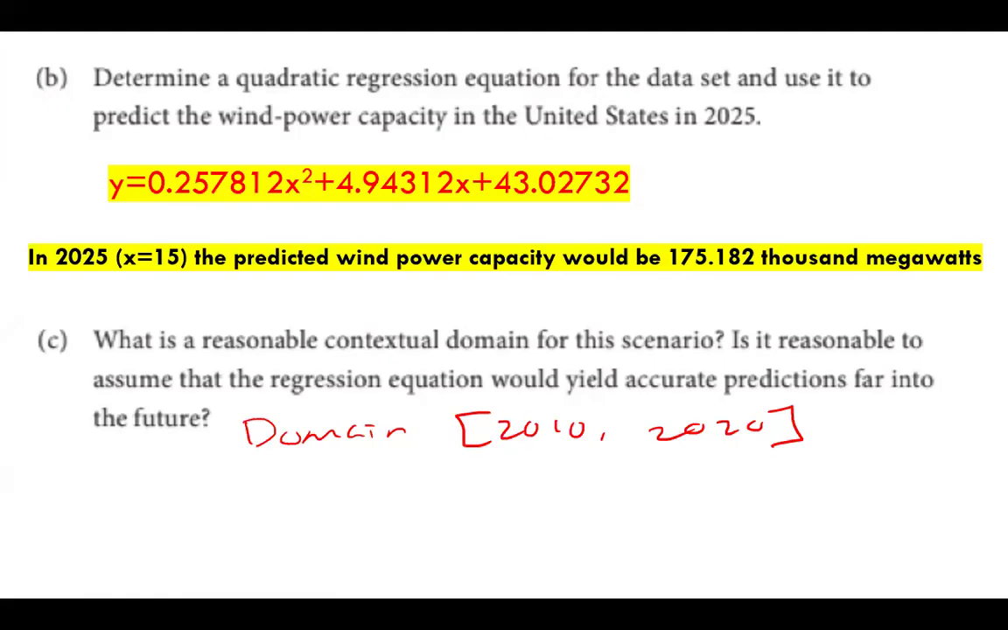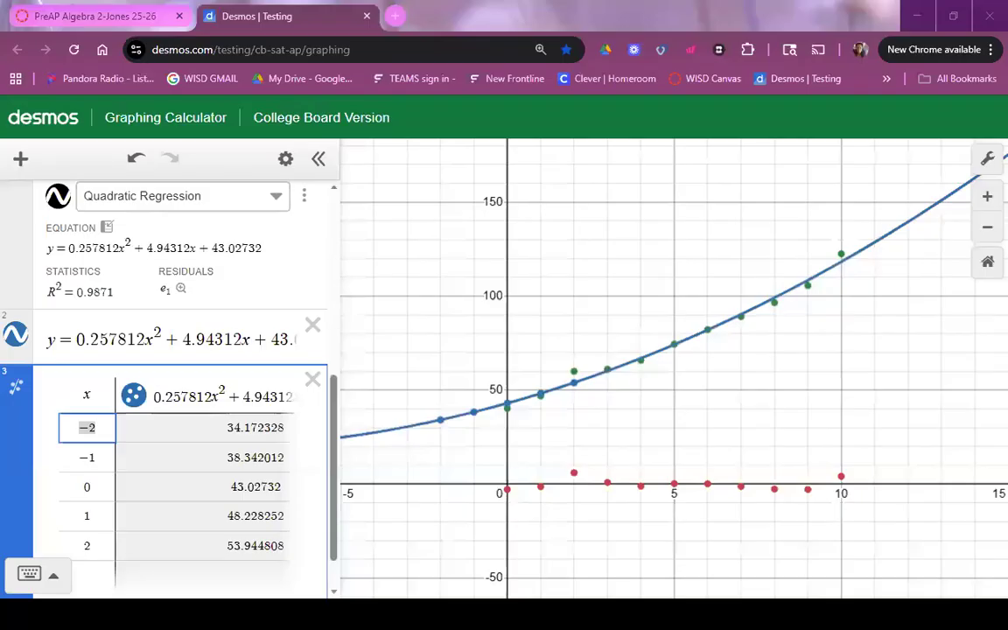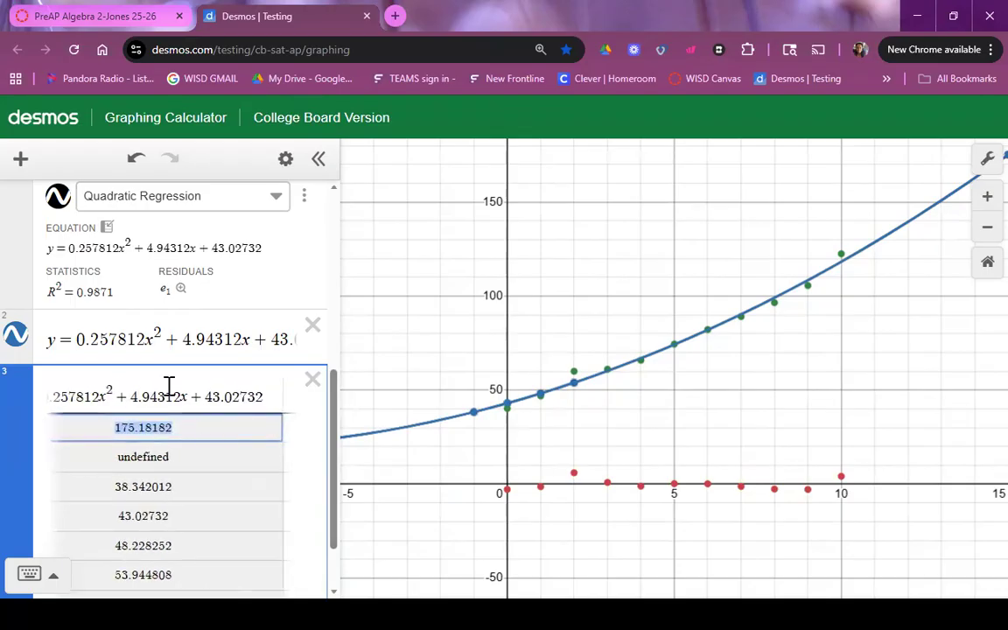Because my initial table started at 2010, I'm not actually looking at 2025. I'm looking at 2025 minus 2010, which is why we would look at when x equals 15. Once you have your x value, you can go to your table and input whatever you need. So if I need x equals 15, I can change this first value into 15. And then it tells me that this is the value that at 2025, roughly, it should be.